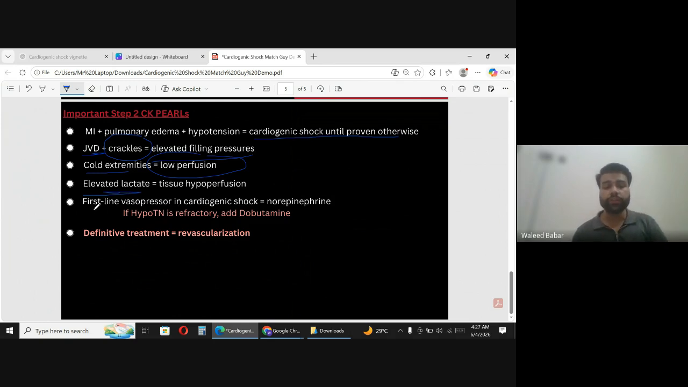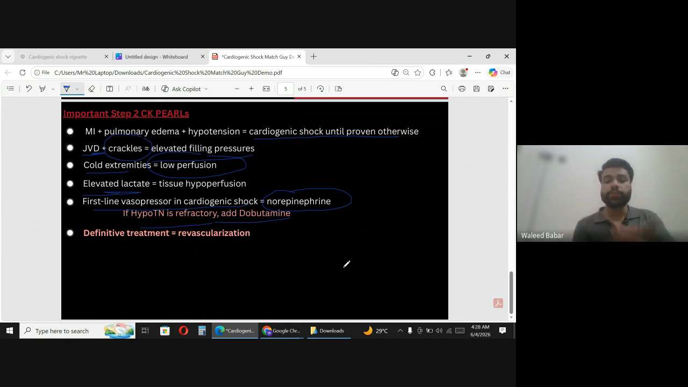So first line vasopressor in cardiogenic shock is norepinephrine, and if the hypotension is refractory, we can add dobutamine. And definitive treatment for cardiogenic shock due to MI is revascularization either via PCI or CABG.